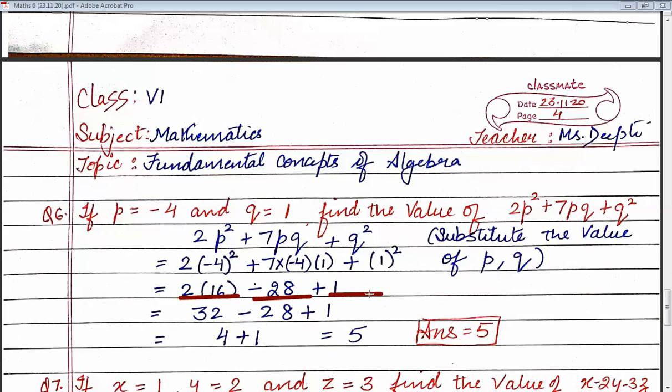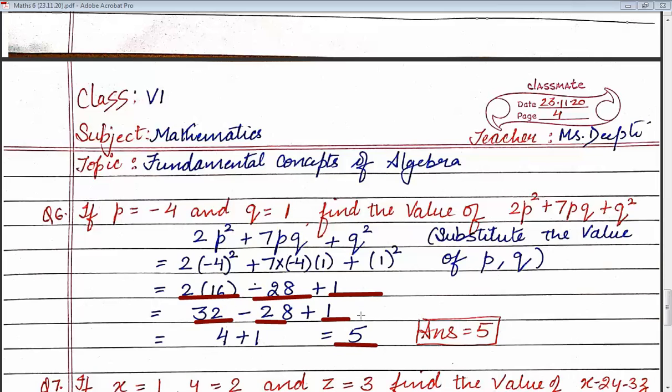That is 1 only. Children, be careful in this part, because many children here write 2. They just write 1 into 2, 2. But that is wrong. 1 square means 1 only, because 1 into 1 is 1. So the next step is 2 into 16, 32, minus 28 plus 1. Now this is a simple numerical expression. Now solve it. 32 minus 28, 4, and 4 plus 1, 5.